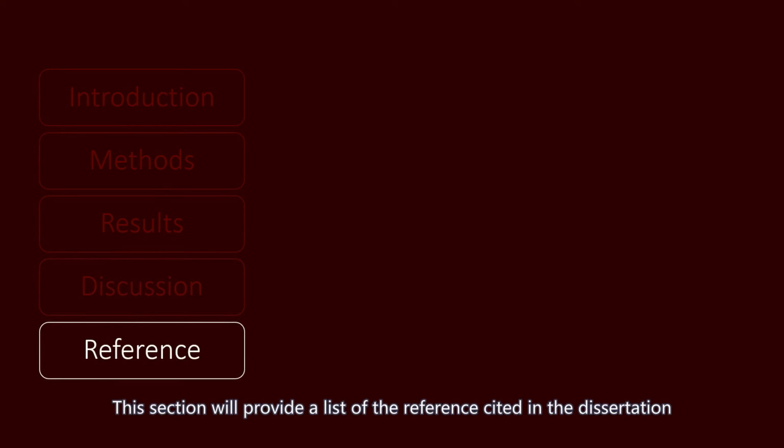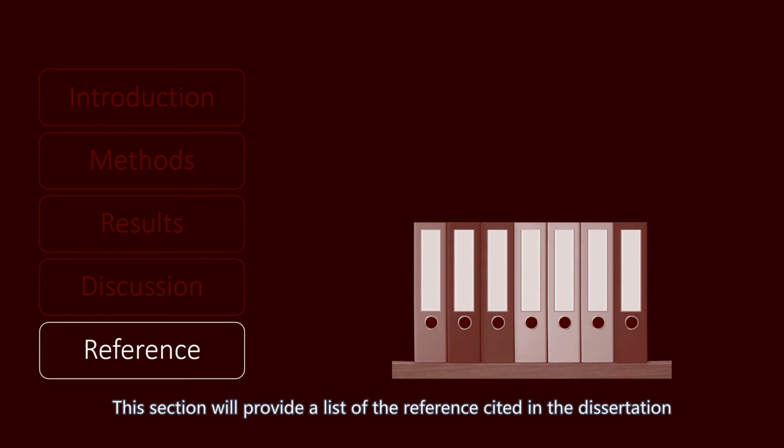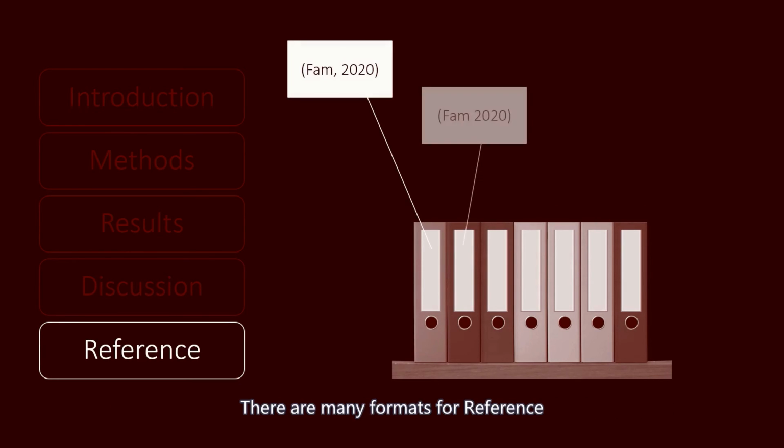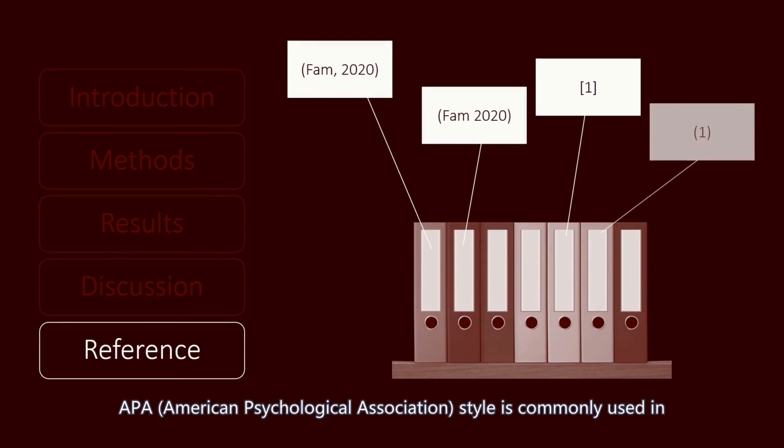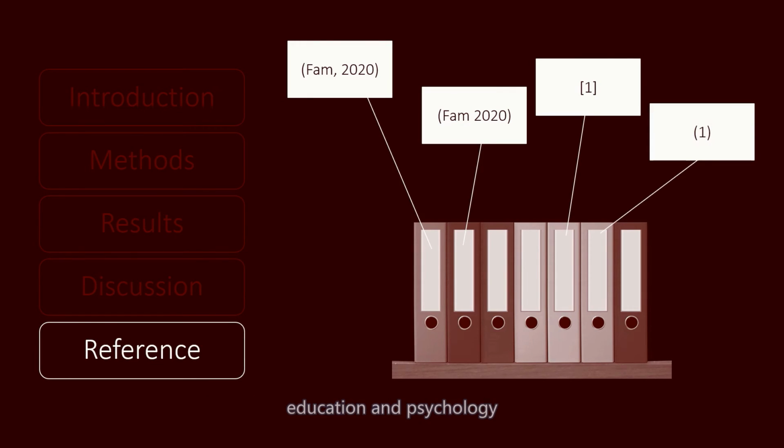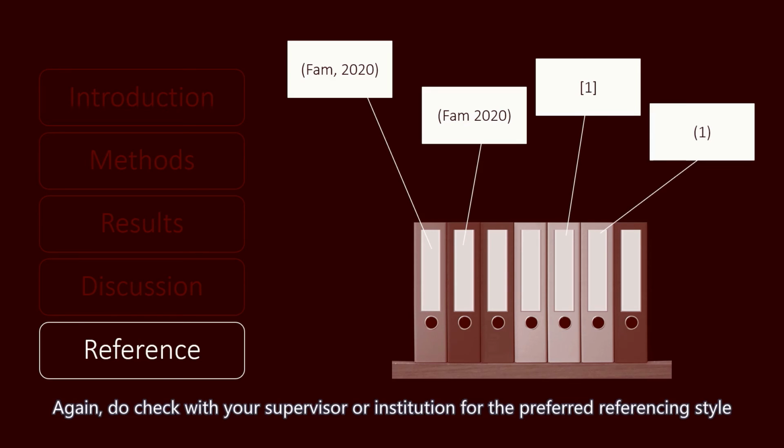Lastly, we will have the reference. This section will provide a list of the references cited in the dissertation. There are many formats for references. APA style is commonly used in education and psychology. Vancouver style is commonly used in medicine and science. Again, do check with your supervisor or institution for the preferred referencing style.